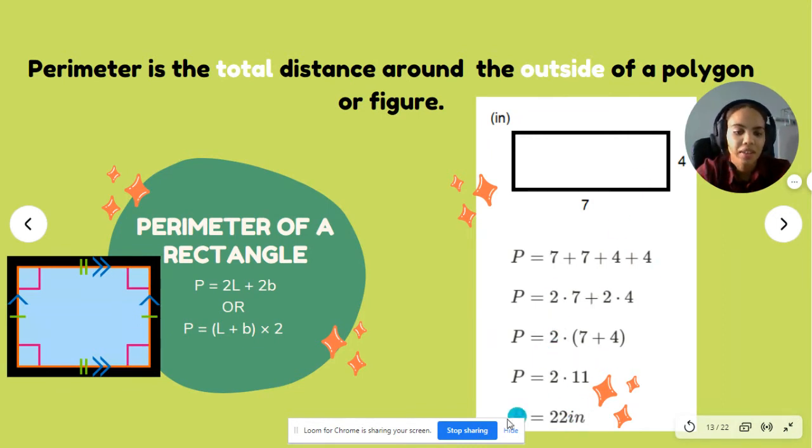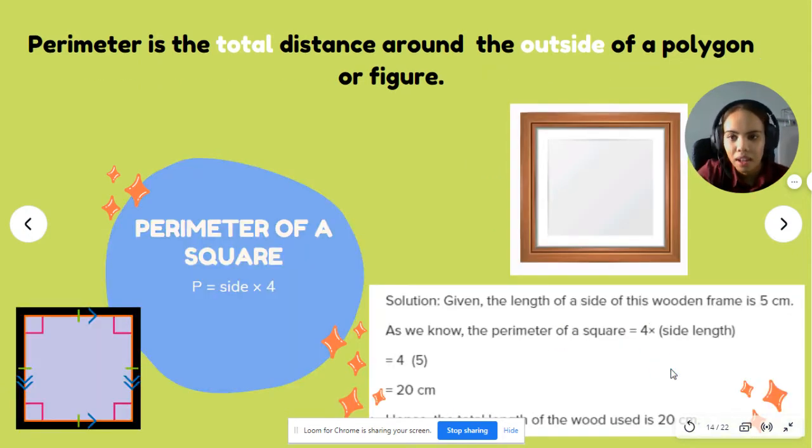So this one has everything you need. If you want to add all the sides, if you want to say 2 lengths plus 2 breadths, or if you want to say length plus breadth times 2. Okay, and this was a word problem. This is a picture frame, it's a square. What is the total length of the wood if one side is 5 centimeters?